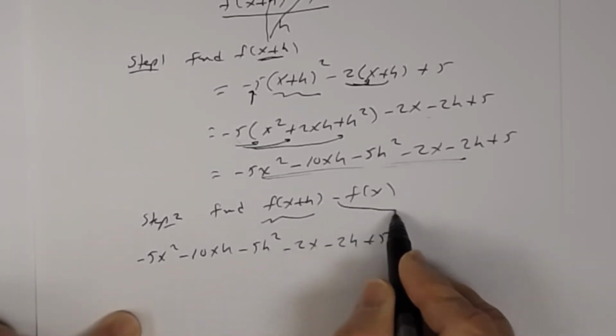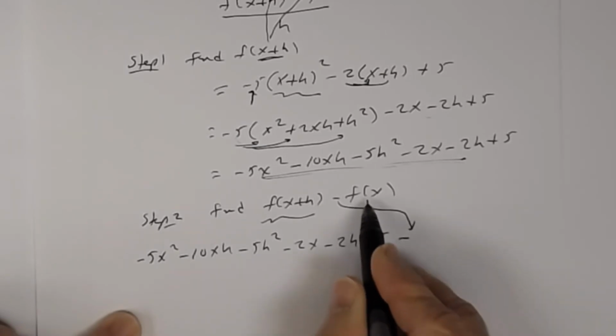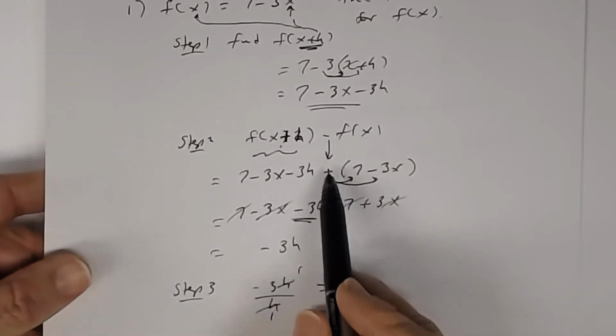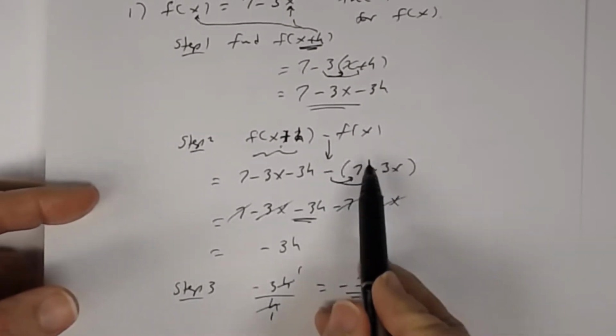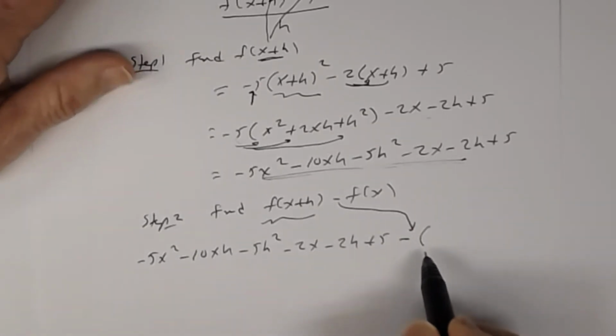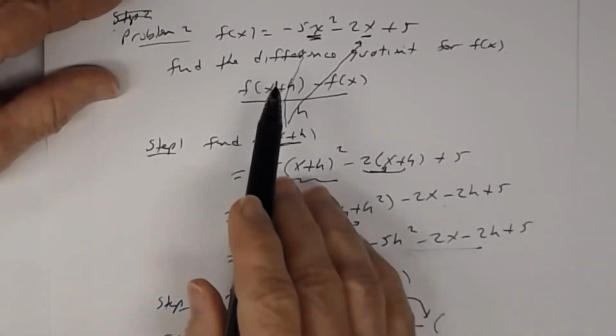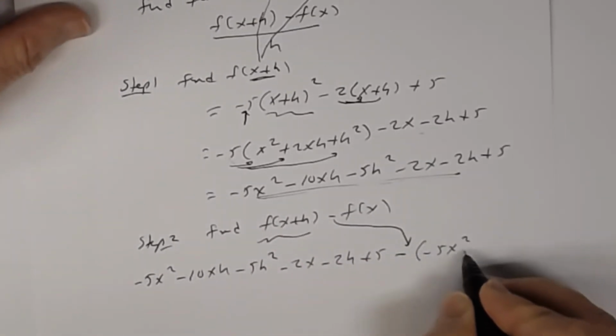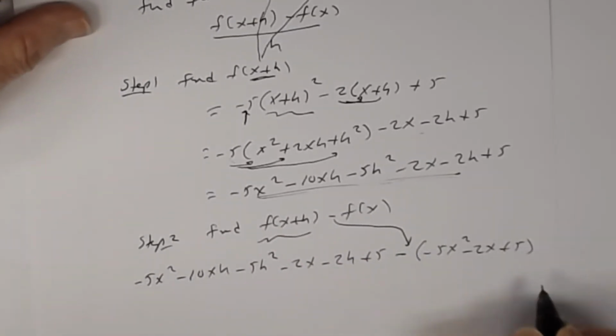But now you got to subtract f of x, just like in the previous problem. Remember when I subtracted f of x, I put that in parentheses? You need to put this in parentheses also. So put that in parentheses. Now remember, f of x is this right here. So that becomes negative 5x squared minus 2x plus 5.